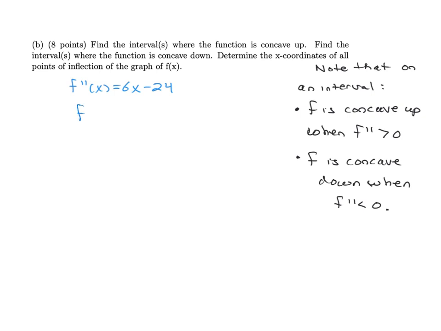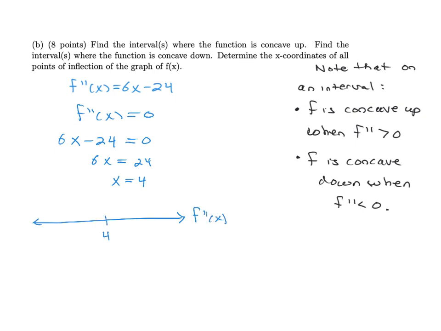So where does the second derivative equal 0? That's where 6x minus 24 is equal to 0, and that is where x is equal to 4. So on a number line, if you look at the second derivative, it is equal to 0 at 4. If you check a number to the left of 4, like let's say you looked at x is equal to 0, clearly you get a negative number. If you pick something that is greater than 4, like maybe 5, you definitely get a positive number. This completely determines where the function, the original function f, is concave down and concave up.